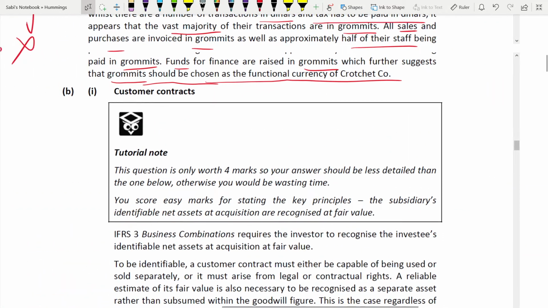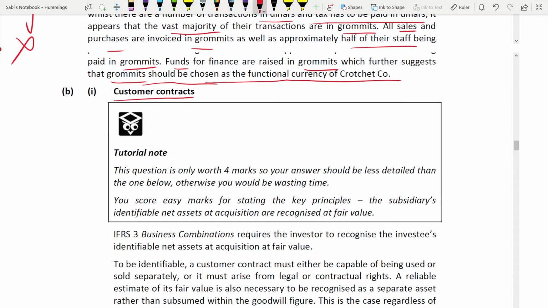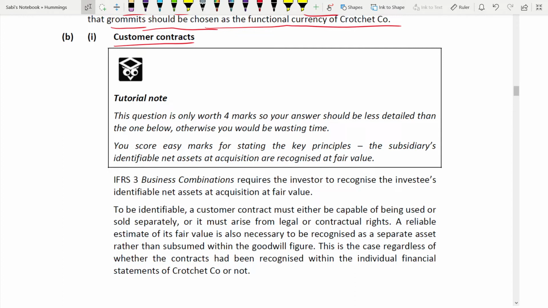So first, there are two things. First is the customer contract. We'll deal with this for 4 marks. Don't write too much detail, it's only for 4 marks. Don't waste time. The correct standard is IFRS 3 in this case, not IFRS 15.